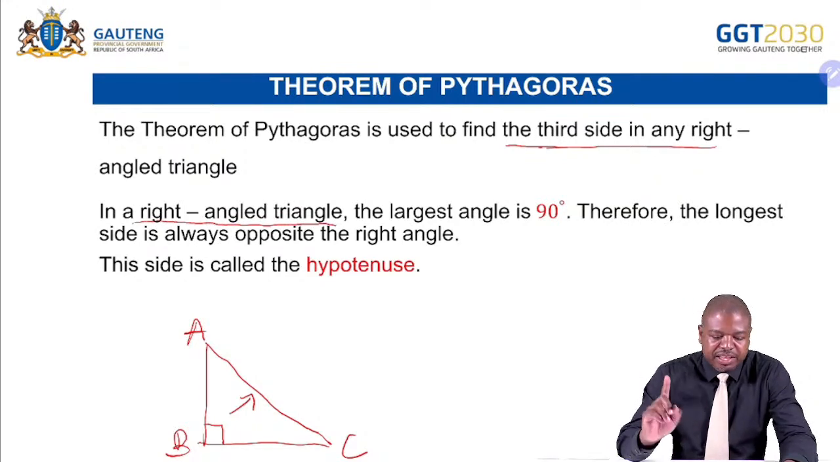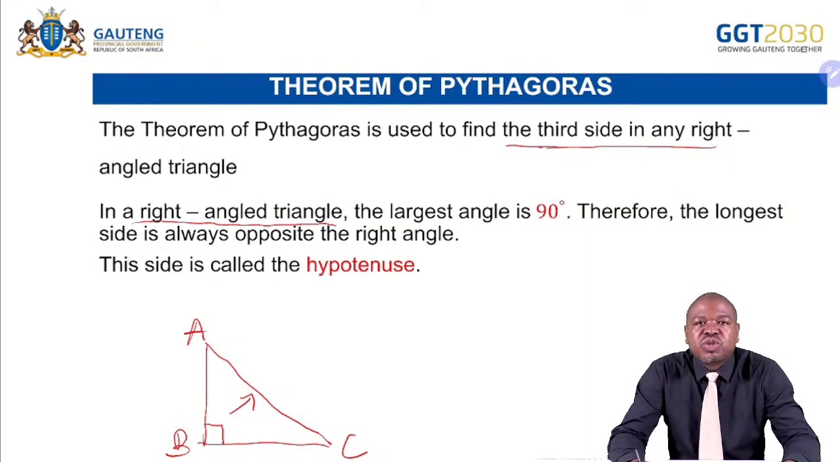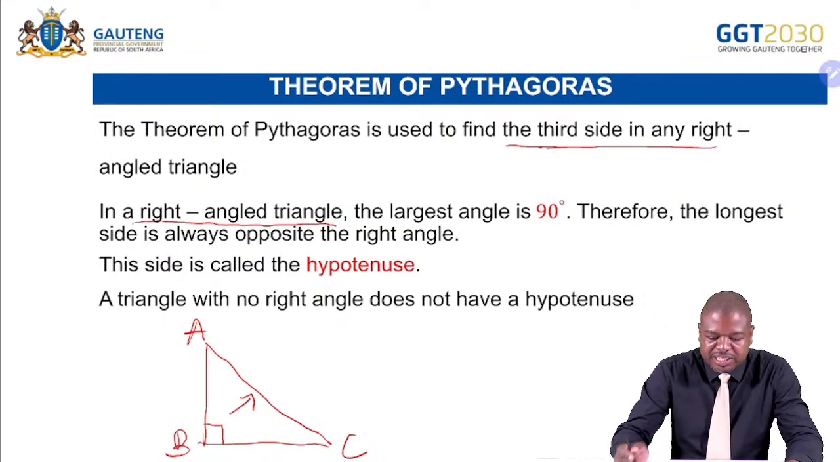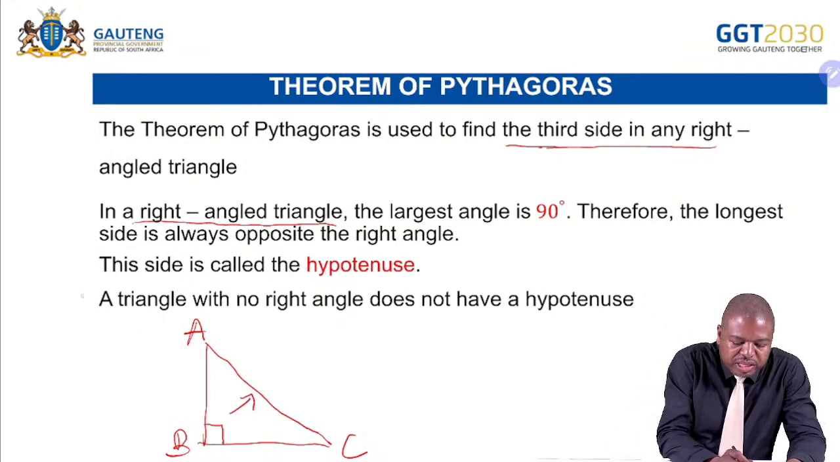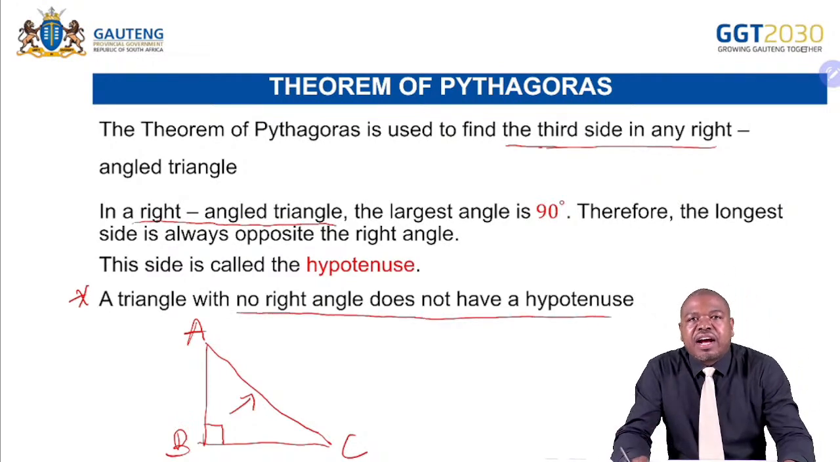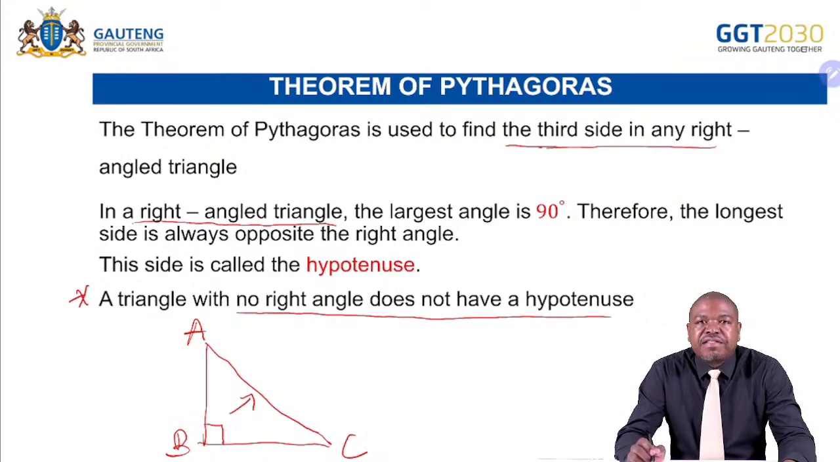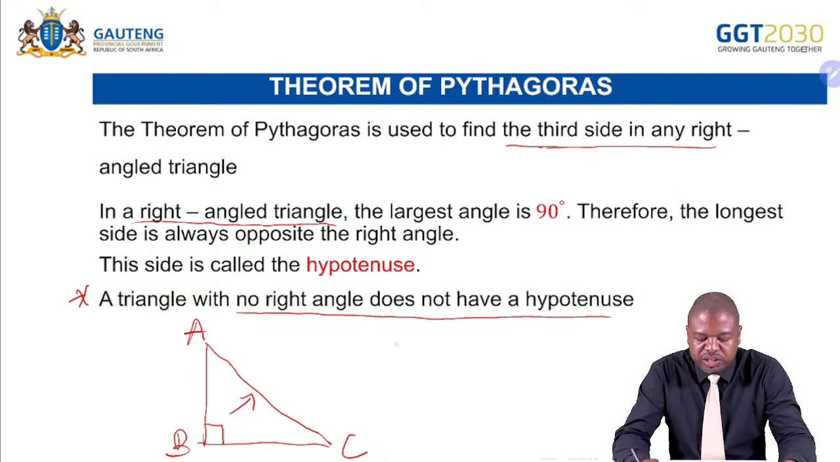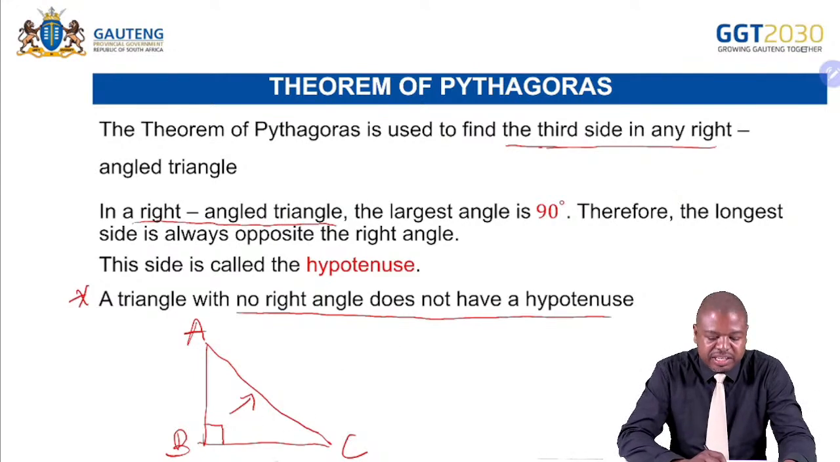And also remember that the theorem of Pythagoras only applies to right angled triangles. Right. Now I think it's time we do a couple of examples to see if you understood what the theorem of Pythagoras entails. And we need to note that a triangle with no right angle does not have a hypotenuse altogether. If a triangle does not have a right angle, it does not have a hypotenuse. We don't call that side a hypotenuse, right?